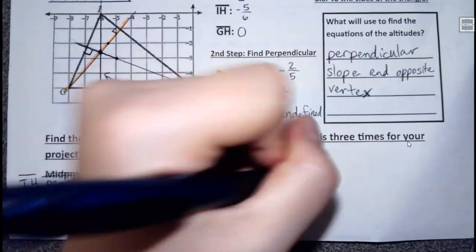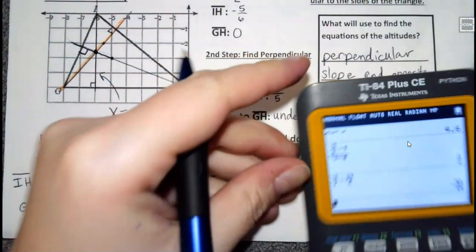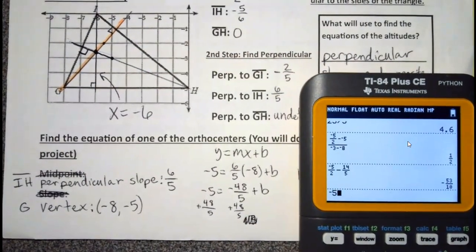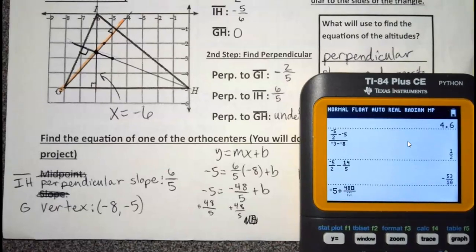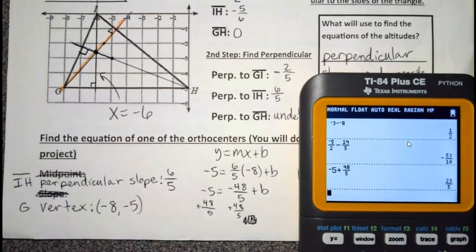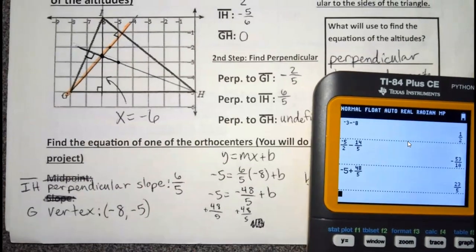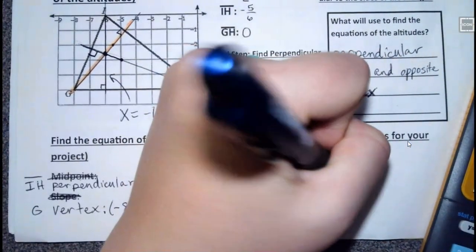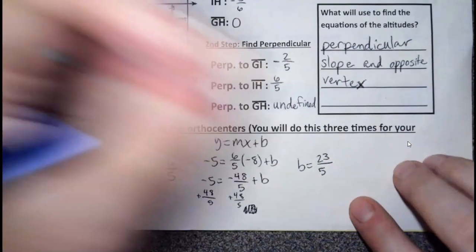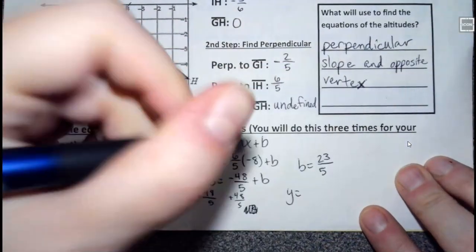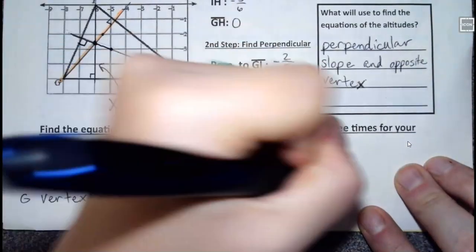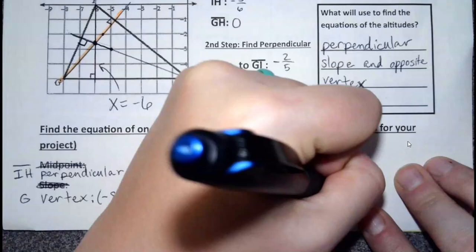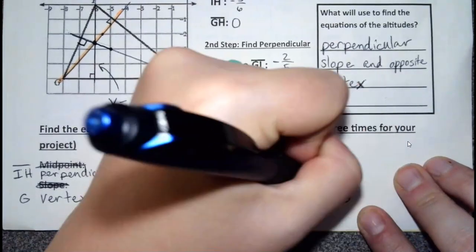We can type this into the calculator. So -5 plus 48/5. You're going to get 23/5. Is that difficult? No, it's not. You now have your b. y equals 6/5x plus 23/5.